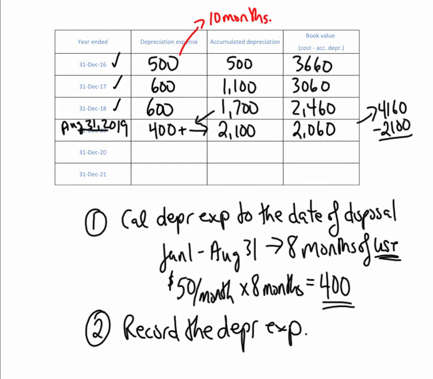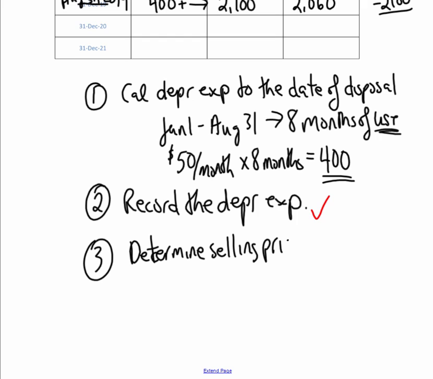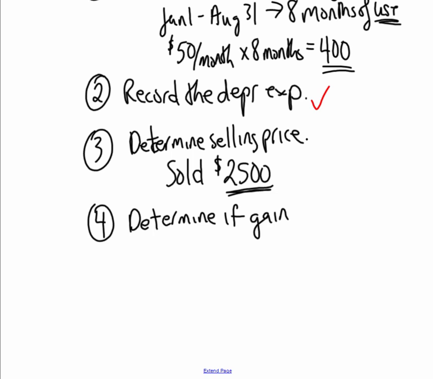So let's look at the remaining steps. We've recorded the depreciation expense. 3, determine the selling price. Okay, so what did we sell this asset for? Assume that we sold it for $2,500. How can we determine whether we had a gain or a loss? Step number 4, did we have a gain or a loss on sale?